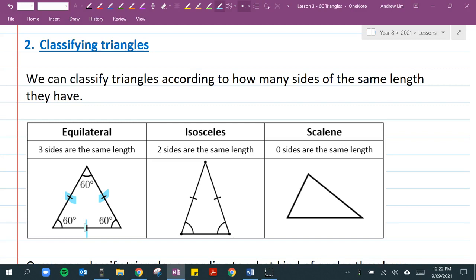Isosceles triangles are triangles with 2 sides of the same length. So we can see here, because these two sides have a marking of one line going through them, those two are the same length, and therefore they have the same size angles down here. And scalene triangles don't have any sides of the same length, that's why there are no markings at all.